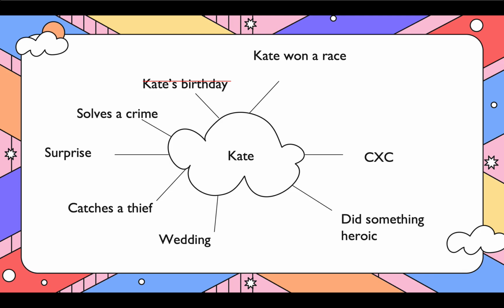Let's forget about Kate's birthday. Kate won a race, that's too common as well. The CXC thing is also a little too common. I would even eliminate the wedding, right? Then I'm going to choose what I prefer to write about. So in this situation, I chose did something heroic. Now you see all of this scribbling that I did right here. That should only take you about a minute or two, right? It's just anything that comes to your head. You get it on the paper.